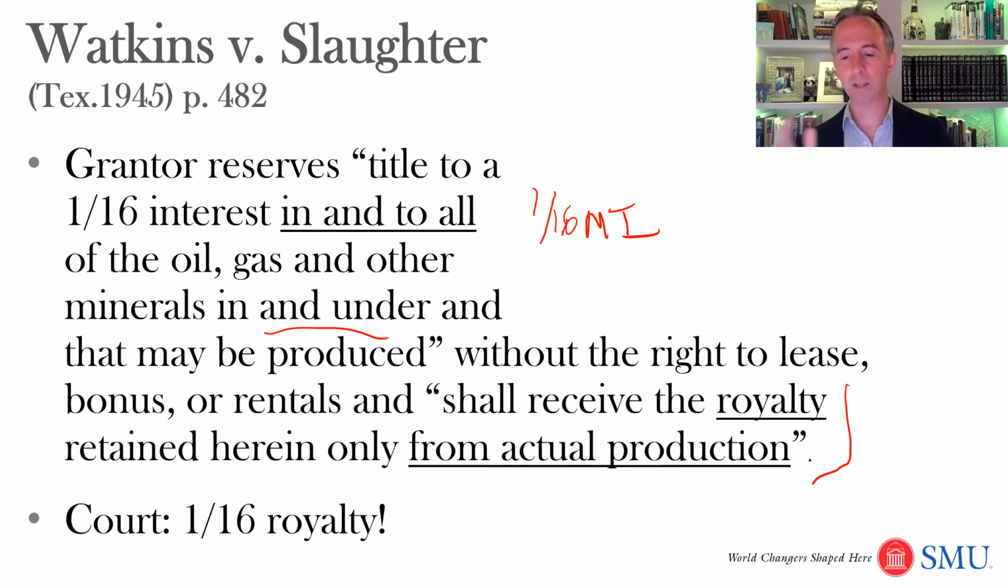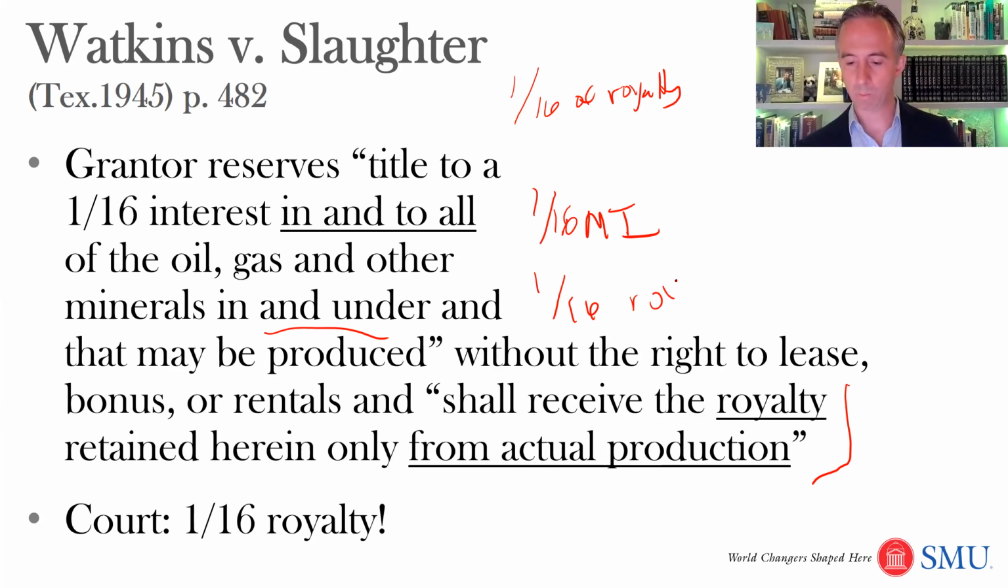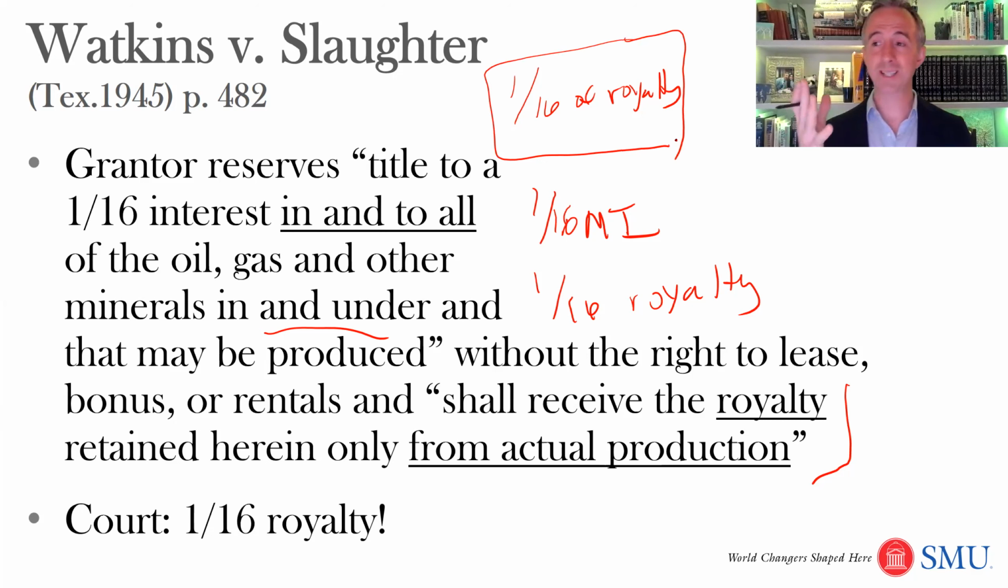So if we look at this as like, there's three possibilities. One would be a 1/16th of royalty. One would be a 1/16th mineral interest, and then one would be a 1/16th royalty. Okay, which ones of these would you want as the owner of the non-participating royalty interest? Okay, the worst one is 1/16th of royalty. Okay, because that just gives you 1/16th share of whatever the royalty ends up being.